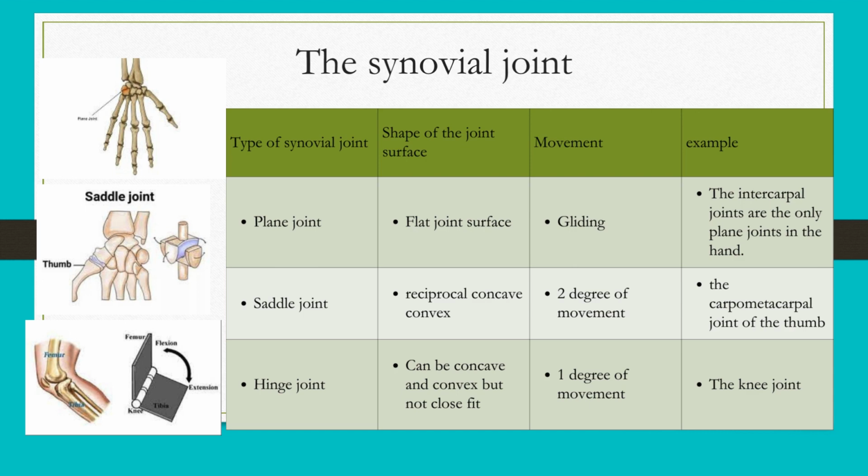hand. The saddle joint, the shape of this joint is a reciprocal concave convex surface. The saddle joint has 2 degrees of movement. The example of the saddle joint in our body is the carpometacarpal joint of the thumb. The hinge joint, the shape of the hinge joint can be concave and convex, but not close fit. The hinge has 1 degree of movement. An example of the hinge joint in our body is the knee joint.